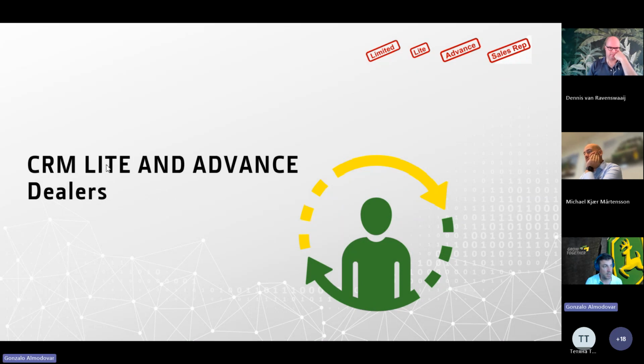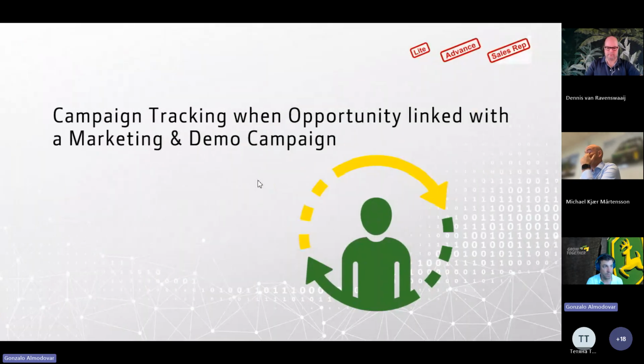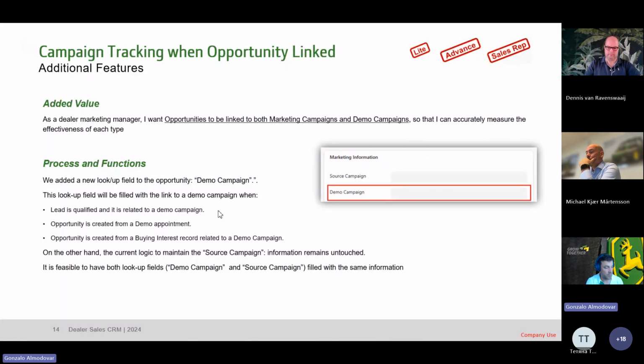Let's continue with the light and advanced news, right? This is affecting both light and advanced. Good. This is the full list of things. I'm going to review them in a minute. The first one is proper campaign tracking when the opportunity is linked with a marketing and demo campaign, right? You have here the description, but I will go in detail on the system, that maybe it's helping you to understand what I mean.